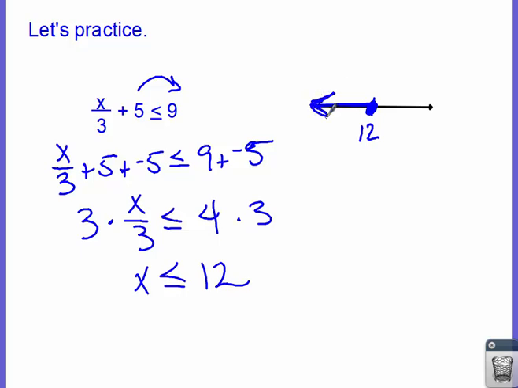So again, one of the values that's in this solution set is 0 that I can check with. So 0 divided by 3 is 0, plus 5 is 5. Is that less than or equal to 9?